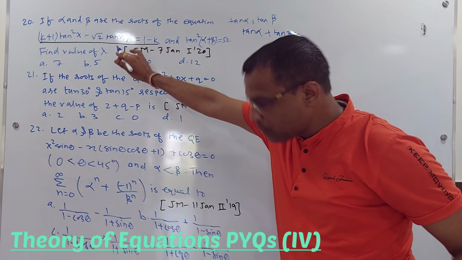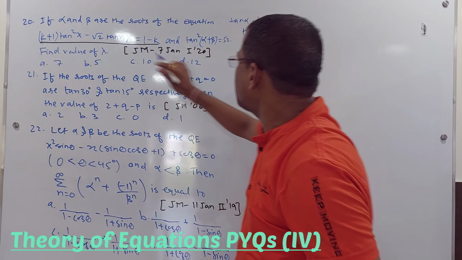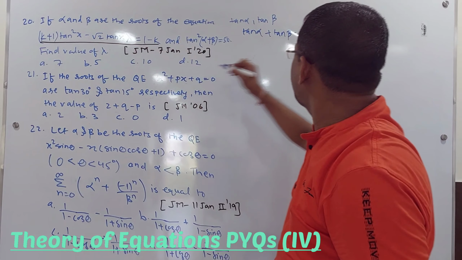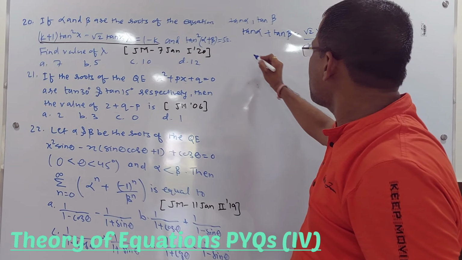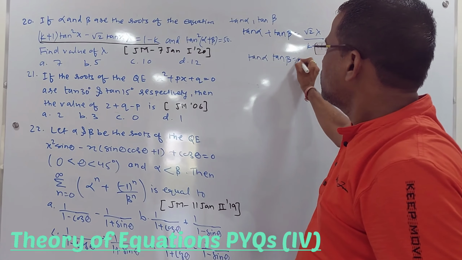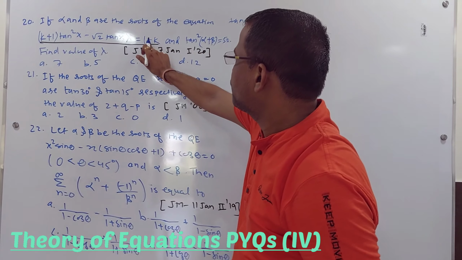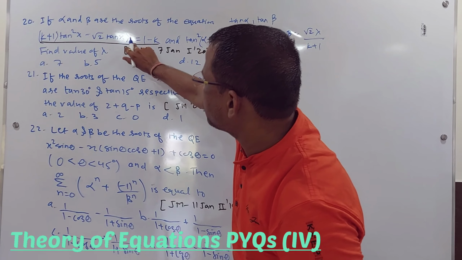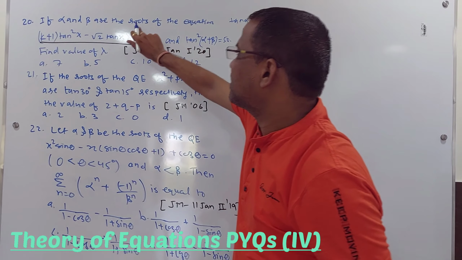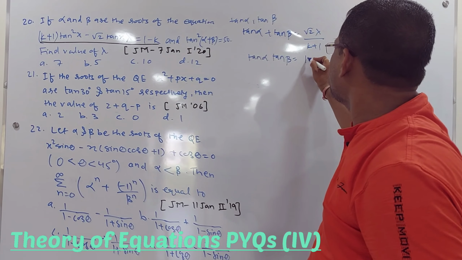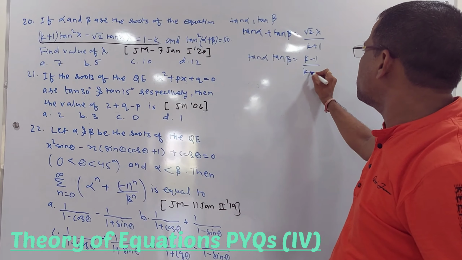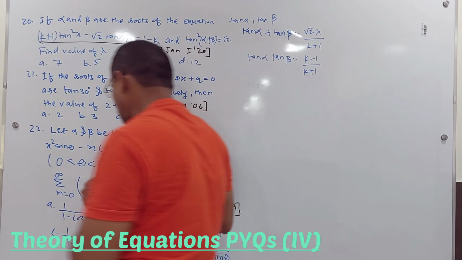So the sum of the zeros is minus b by a, so it is root 2 lambda upon k plus 1, and the product of the zeros, tan alpha into tan beta, is this. I can shift this to this side, so 1 minus k becomes k minus 1, that is my c. So it is c upon a, so it is (k minus 1) upon (k plus 1). That is the information I can carry for the time being.